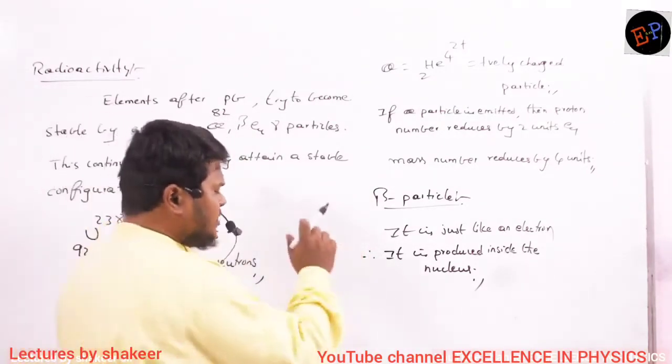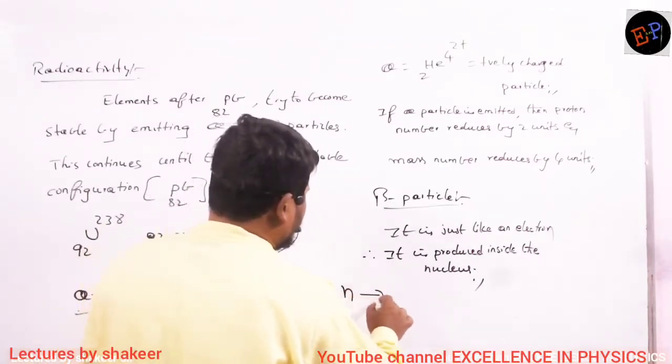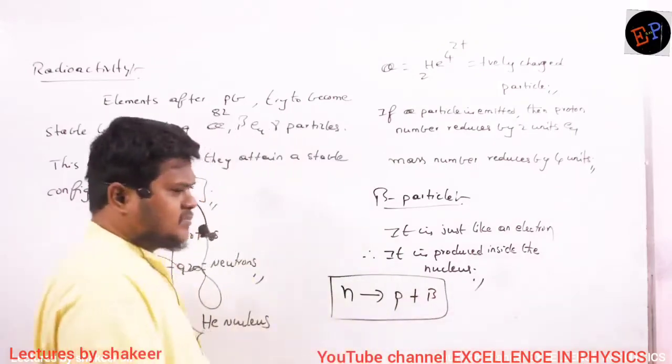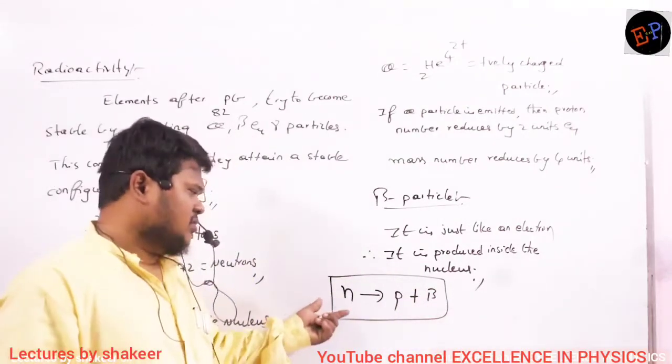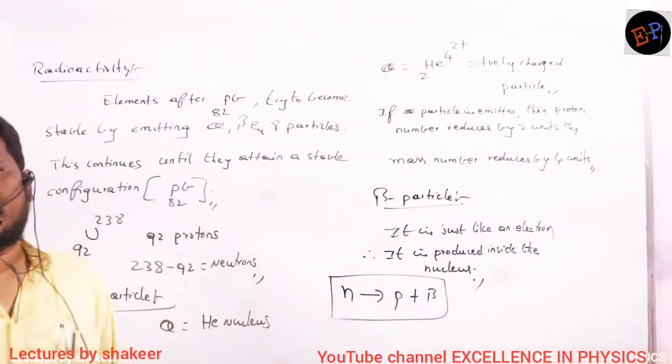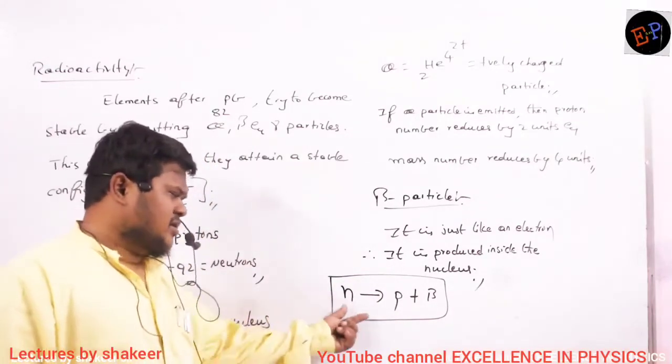Okay, ma? And how is this beta particle created? A neutron gets split into a proton plus a beta particle. So this is what is actually happening. Okay, ma? So inside the nucleus, a neutron converts into a proton and a beta particle. Clear, ma? So therefore neutron is converting into proton.